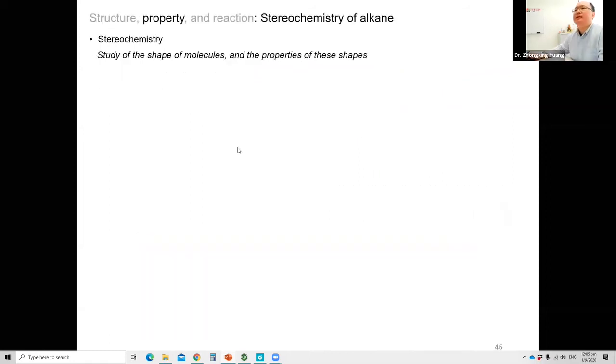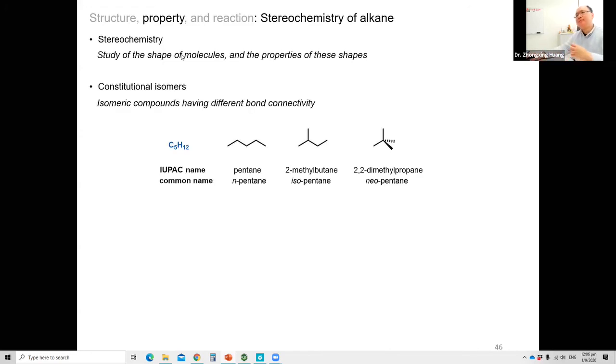All right. Another important property of alkanes is that they have stereochemistry. Okay, this is probably a very new concept for you. Stereochemistry deals with the shape of molecules and the properties of different shapes of molecules. What effect does it have on the actual properties of the molecule at large? Okay, so there are several stereoisomers.